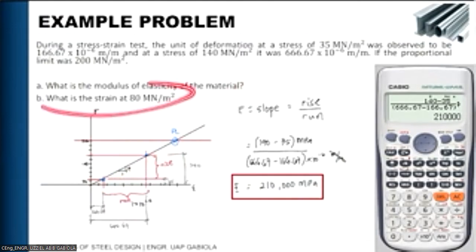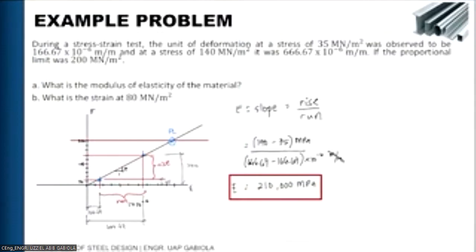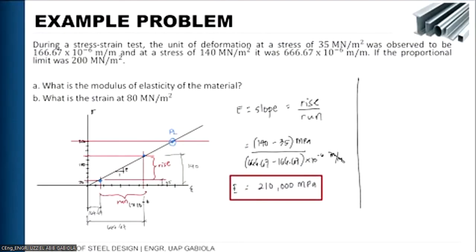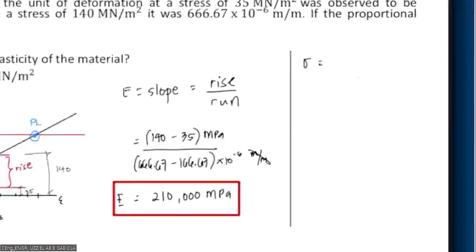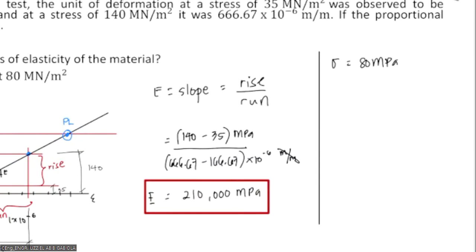Next question is, what is the strain at 80 megapascal? So now that we have our modulus of elasticity, we now can use this value to look for the value of our second strain. Now, given our stress of 80 megapascal, 80 megapascal is less than our proportional limit. Therefore, E is also equal to 210,000. Nasa linear portion pa tayo.